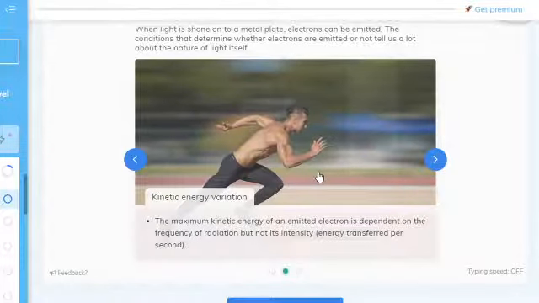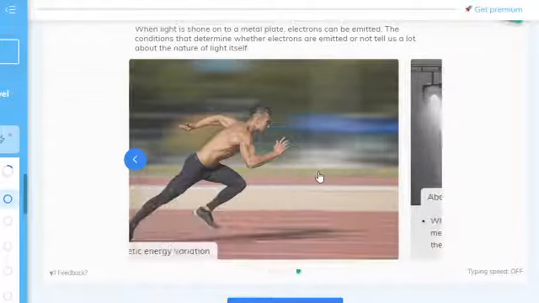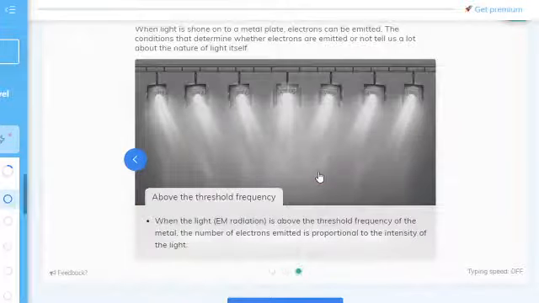Kinetic energy variation. The maximum kinetic energy of an emitted electron is dependent on the frequency of radiation, but not intensity. And when the electromagnetic radiation is above the threshold frequency of the metal, the number of electrons emitted is proportional to the intensity of the light.